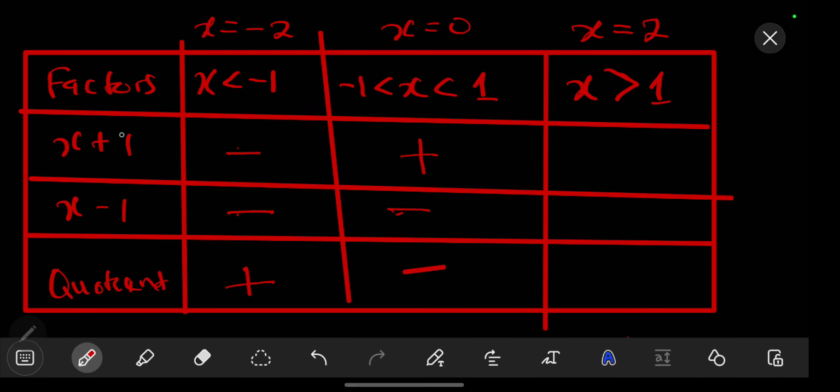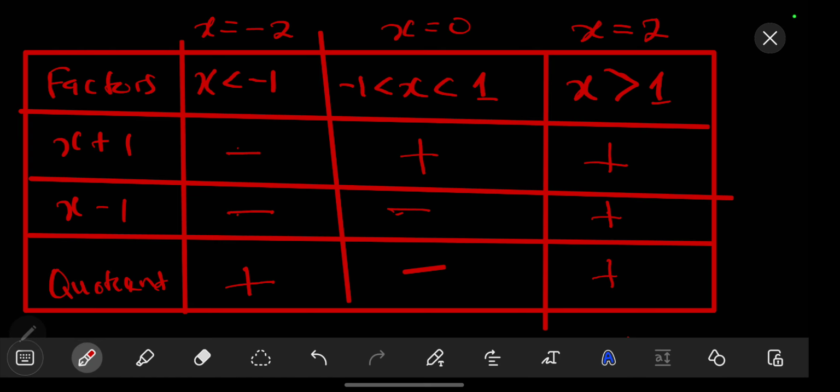When we get a 2, we put it here, it will be 2 plus 1, which is equal to 3. 3 is positive, like that. When we get a 2, we put it here, it will be 2 minus 1, which is positive as well. 2 minus 1 is +1. Then positive times positive will be a positive for that matter.